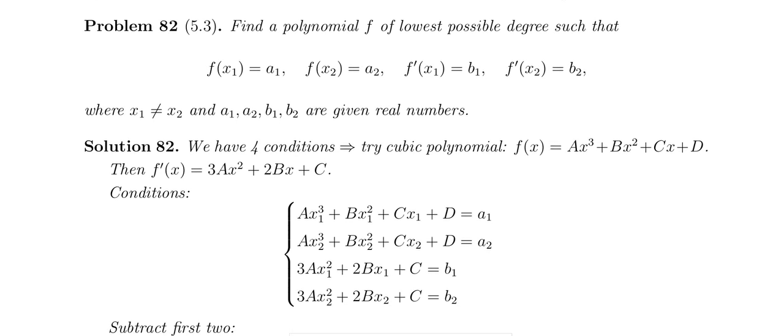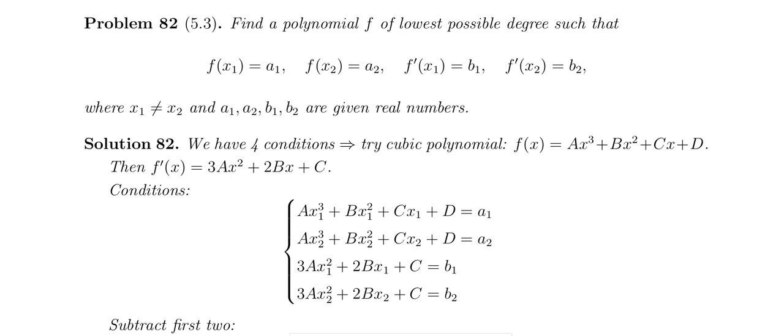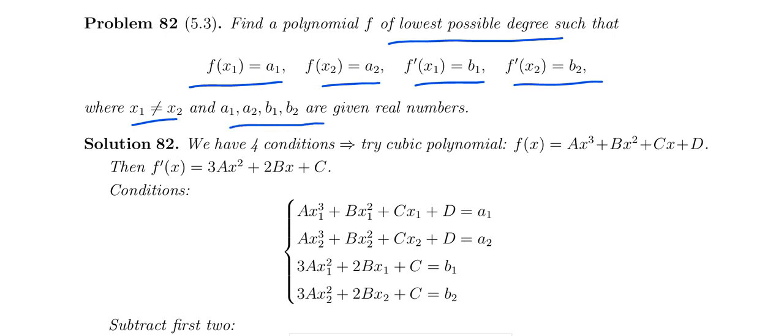This is the polynomial. Find the polynomial f of lowest possible degree, such that f of x1 equal to a1, f of x2 equal to a2, f dash of x1 equal to b1, f dash of x2 equal to b2. x1 not equal to x2, a1, a2, b1, b2 are the given real numbers. So that is the lowest degree polynomial.